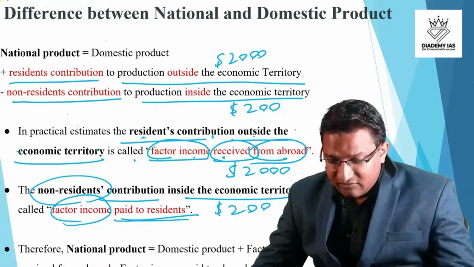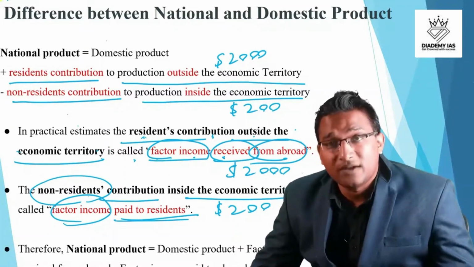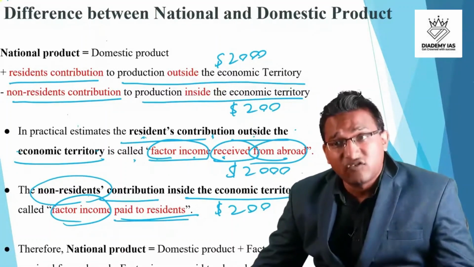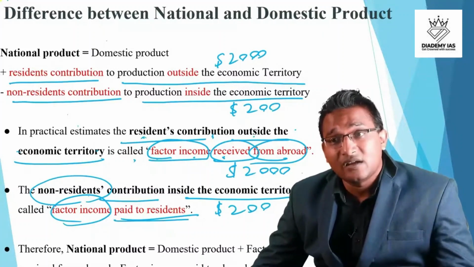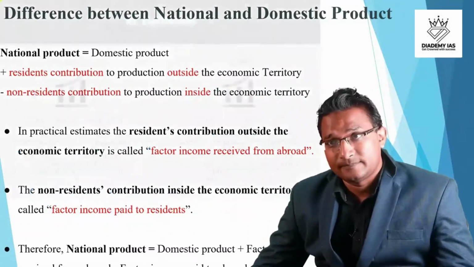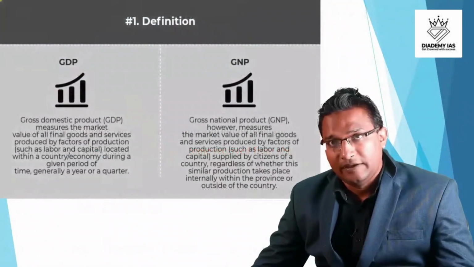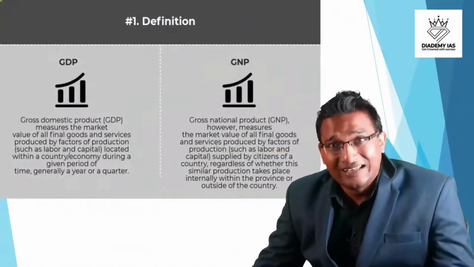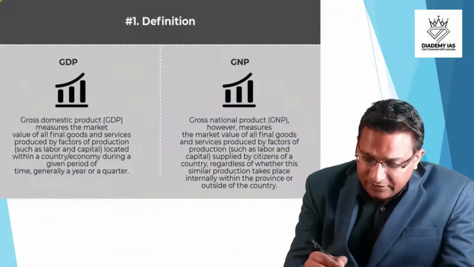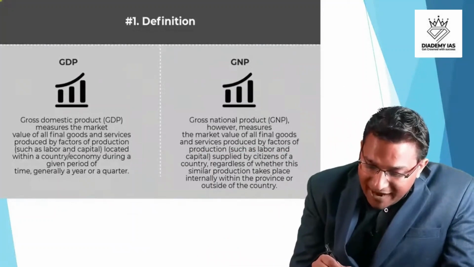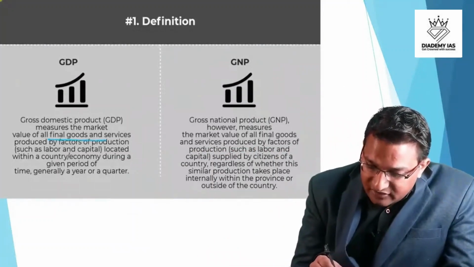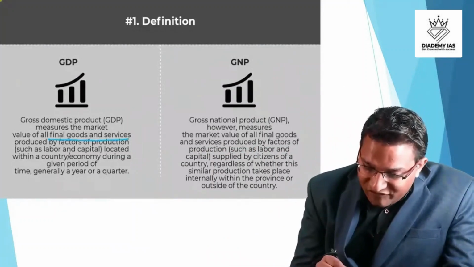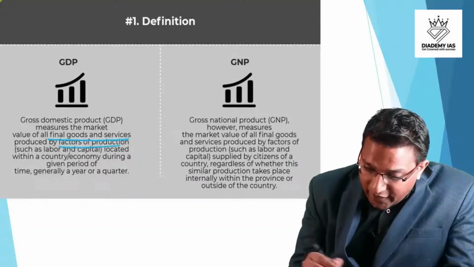Therefore, national product is equal to the domestic product plus factor income received from abroad minus the factor income paid to the residents. Here we can see much more clearly the difference, GDP versus GNP. GDP is the market value of all final goods and services produced by the factors of production located within.